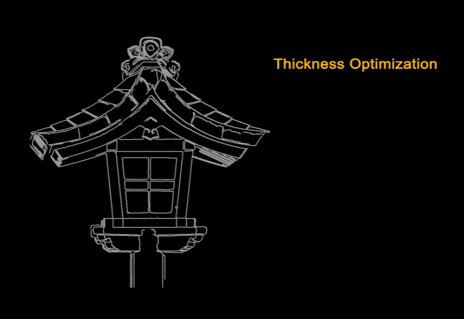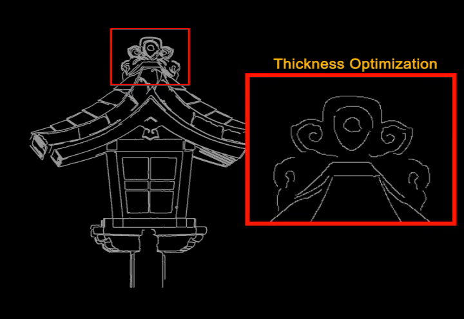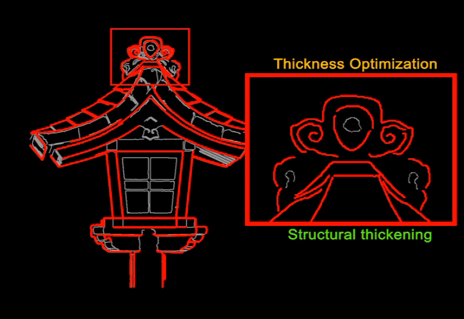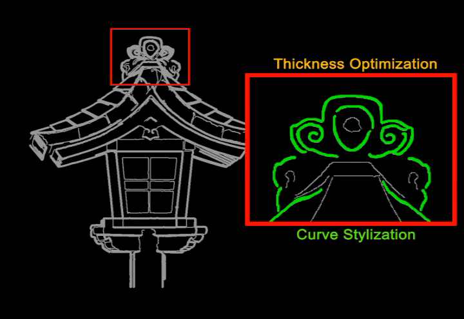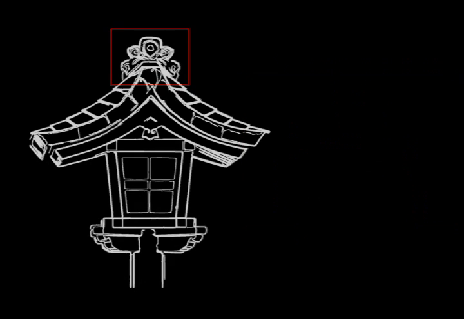We formulate this thickness adjustment procedure as an optimization problem. First, the important lines are thickened homogeneously. Second, according to the local curvature, we produce stylish lines with varying thickness. Note how the thickness varies according to the local curvature.